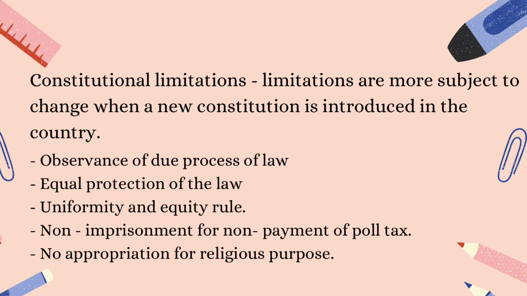So next is the uniformity and equity rule. The rule of taxation must be uniform and equitable and likewise progressive. This is stated in Article 6, Section 28.1. Number 4, non-imprisonment for non-payment of poll tax. No person shall be imprisoned for a debt or non-payment of a poll tax, and this is stated in Article 3, Section 20.